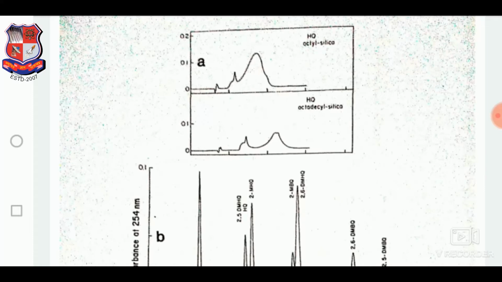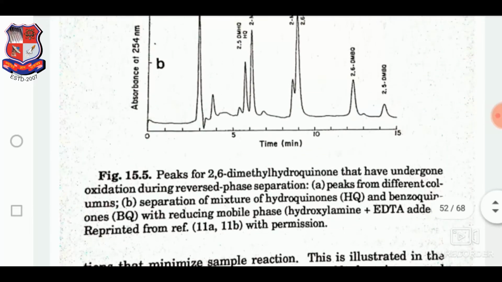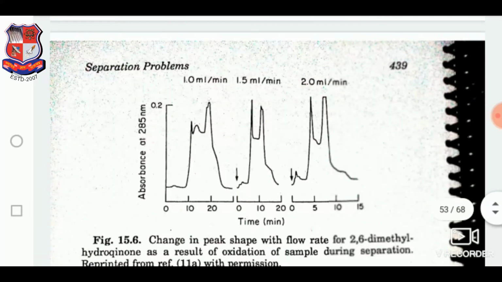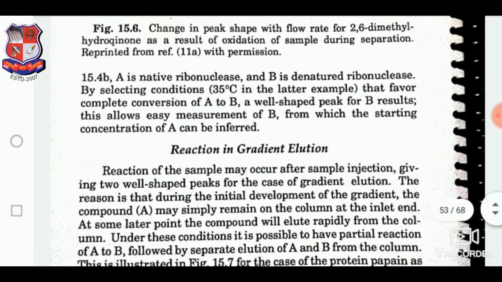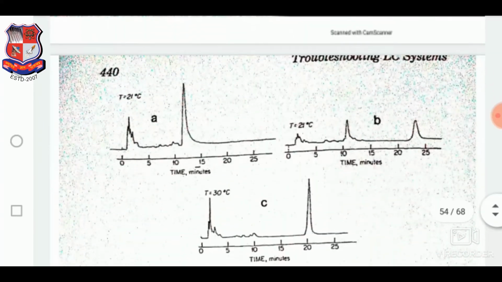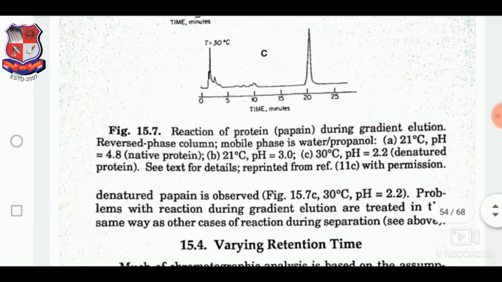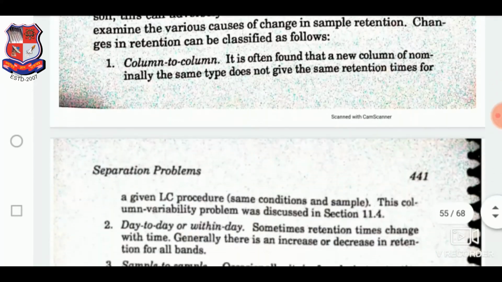Revealing that the column has changed, like octylsilica and octadecylsilane. Here the reaction is different for the sample and the graph has changed. These are other chromatograms. Here the sample flow rate changes, so this happens during the separation. Sample reaction change. Reaction in gradient dilution. So what happened there? These chromatograms represent the reaction of protein during varying retention time.